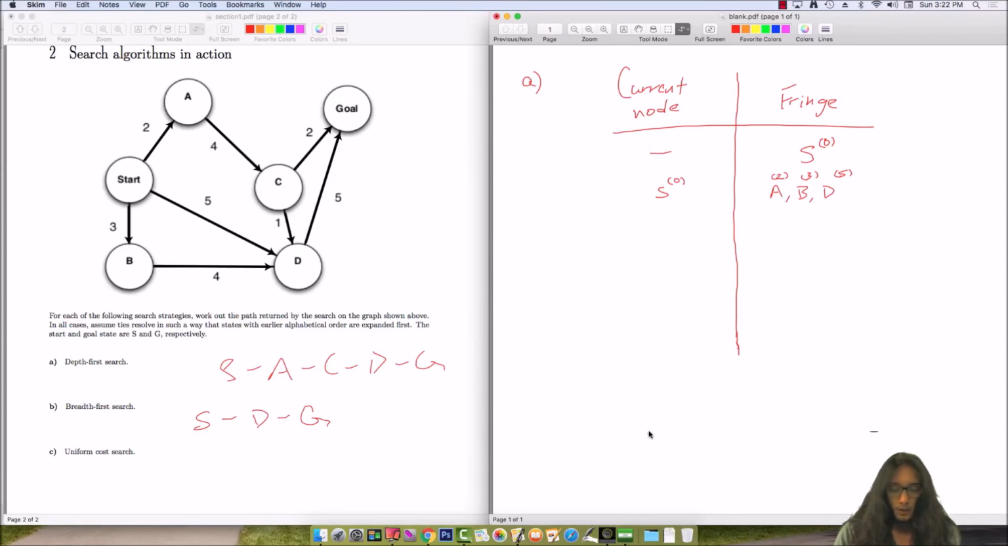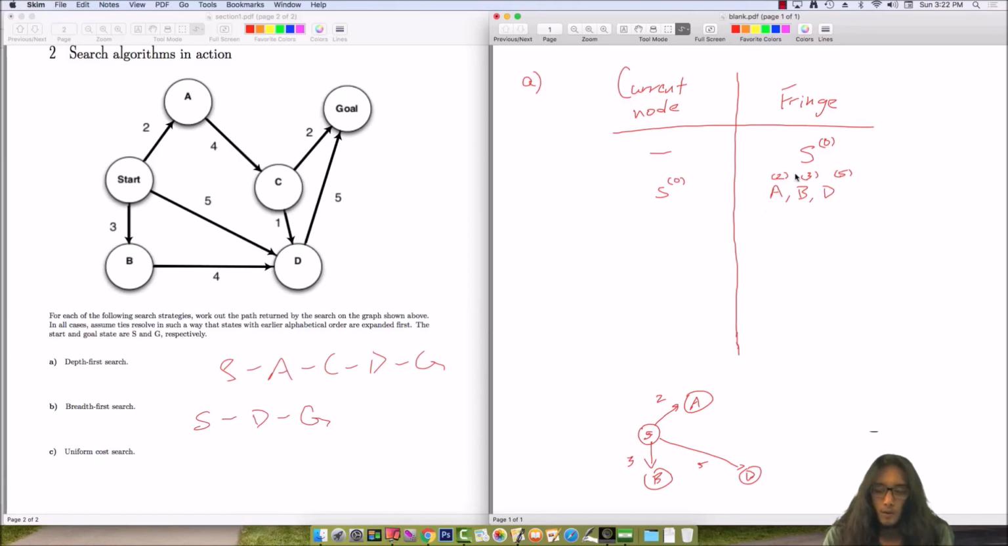Also, let's draw that down here. I'm going to redraw this a bit below because we might need more space for this table up here in uniform cost search. So I'll redraw this. It has seen A and B with weights 2 and 3, and it has also seen D with a weight of 5.